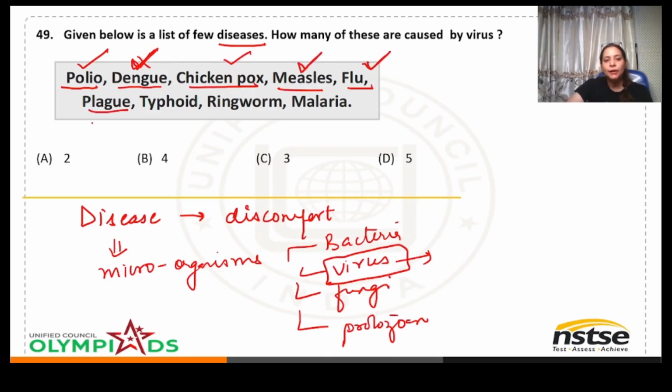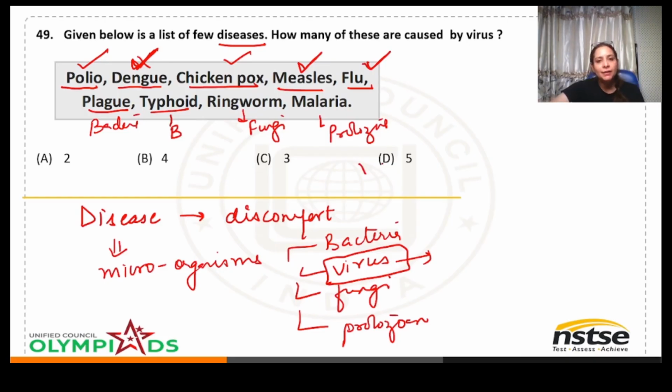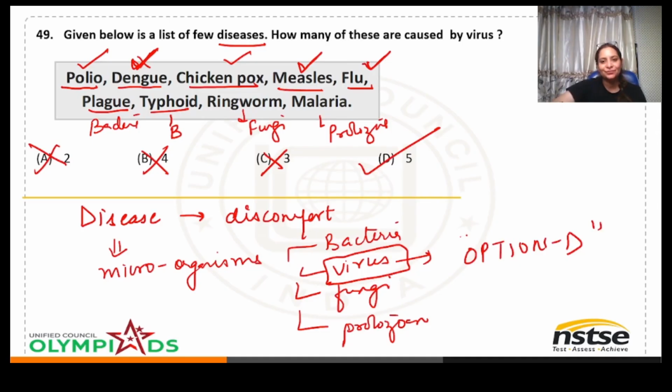Plague, no, it is caused by bacteria. Typhoid, again by bacteria. Ringworm is caused by fungi, and malaria is caused by protozoan. So here in this answer, how many diseases are caused by virus? 5. 1, 2, 3, 4 and 5. So option D is the correct answer.